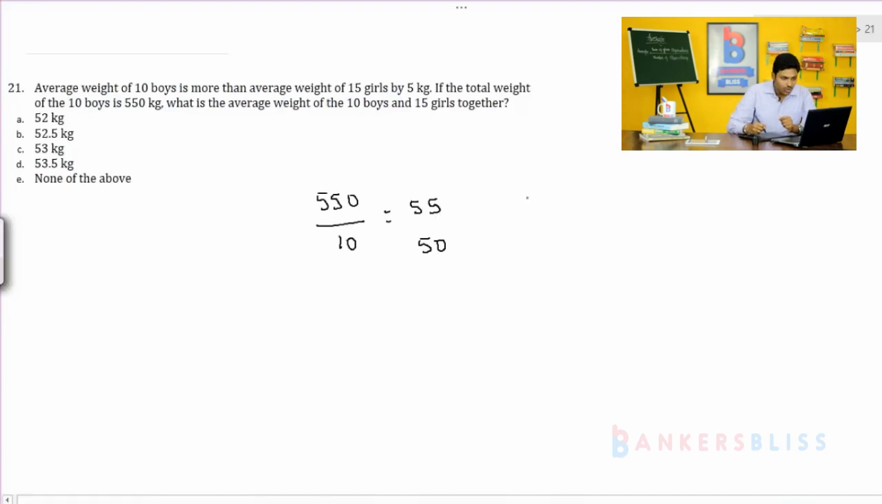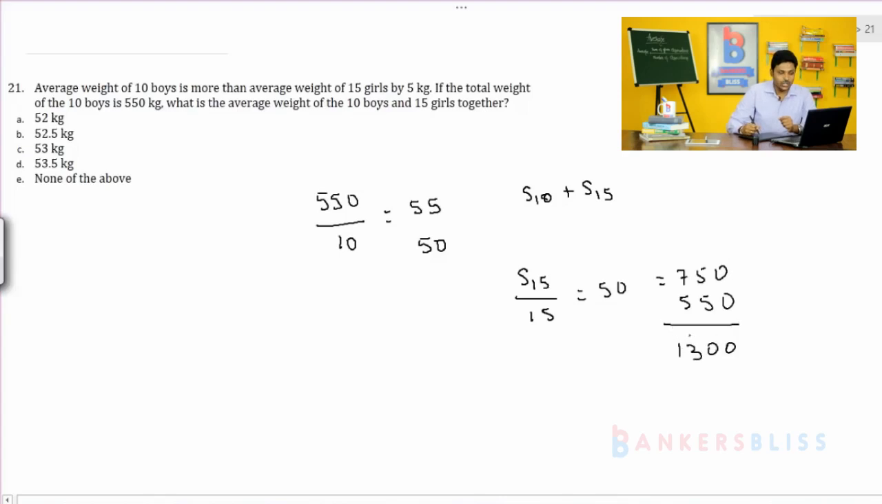I should know the sum of 10 boys and the sum of 15 girls. To know the sum of 15 girls, the sum divided by 15 is equal to 50. So 15 5s are 75, so 750. So 750 plus 550, 1300 is the total weight.